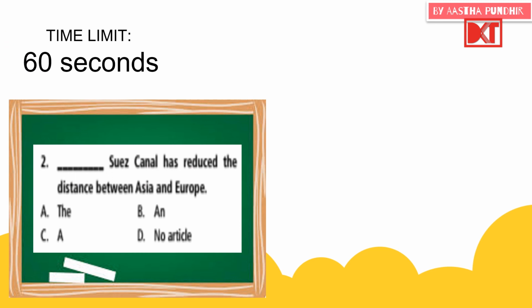Okay, here Dash Suez Canal has reduced the distance between Asia and Europe. So here we're talking about Suez Canal. So is it specific or is it general? Now this is very much specific. There is only one Suez Canal that we're talking about, and there is only one which has reduced the distance between Asia and Europe. So it is very specific, and the answer is the. And also this is the name of a particular place, a particular canal, a particular thing which is only one. So for that we anyway use definite article the.